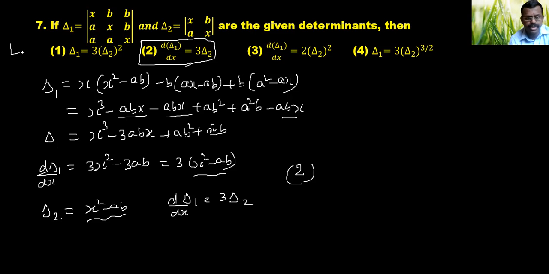So this is what we call a level 3. That means it takes almost 1 minute or approximately 70 seconds. Okay. So this is a level 3 question. So we have to solve and simplify. Okay. So now let us move to the next question. Question number 8.